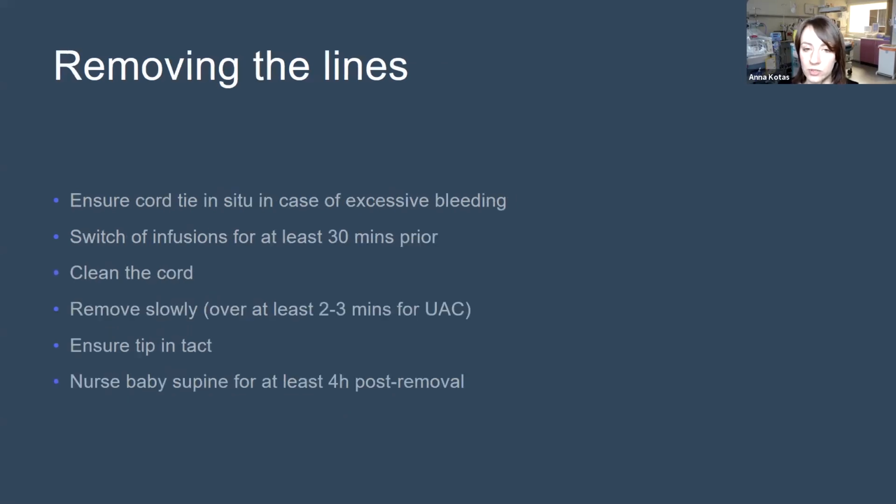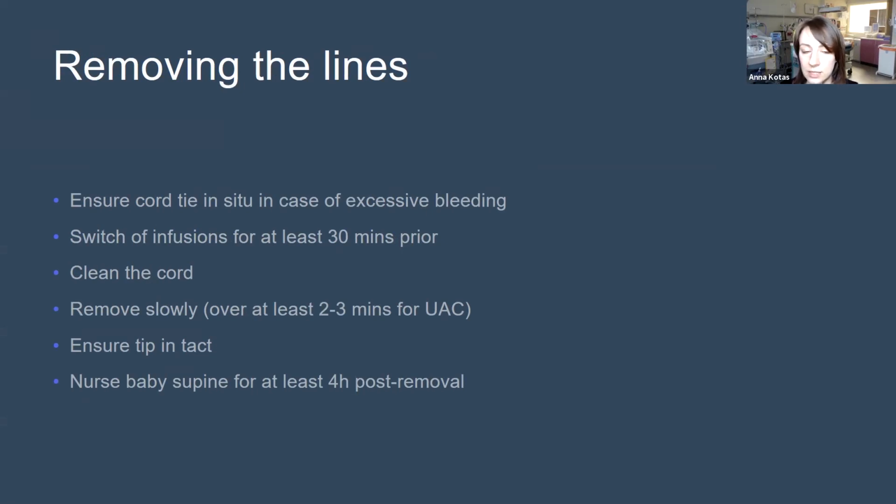When it comes to removing the lines, then it's really important to make sure that a cord tie is in situ, in case when removing the line there is excessive bleeding, and that's more likely to occur with an arterial catheter. The infusions should be switched off for at least 30 minutes prior, and again that's especially important if you've got a heparinized UAC infusion running.